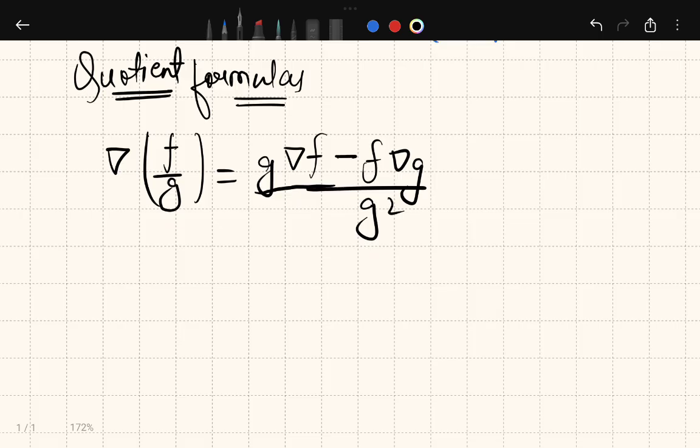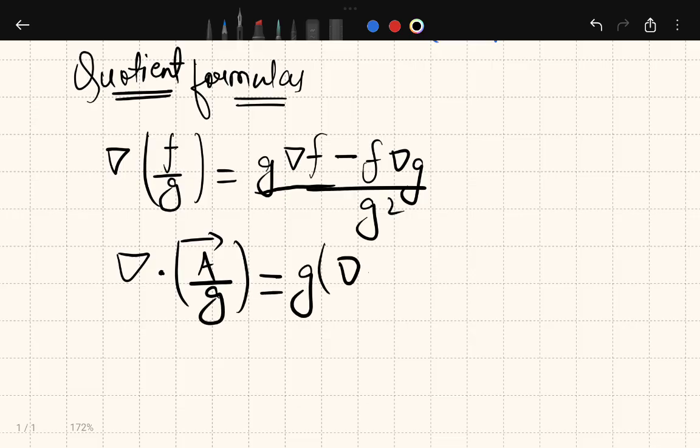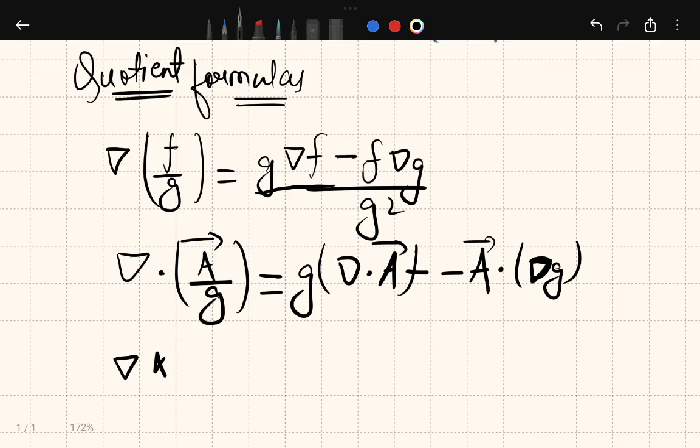Now the second formula for quotient is this. Minus A vector dot gradient of g. Okay. Don't think of it as some circle. This is an inverted triangle which stands for gradient. I'm writing a bit fast, so sometimes this can happen. Please keep this in your mind.